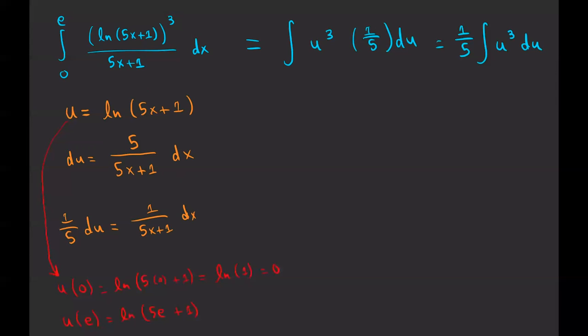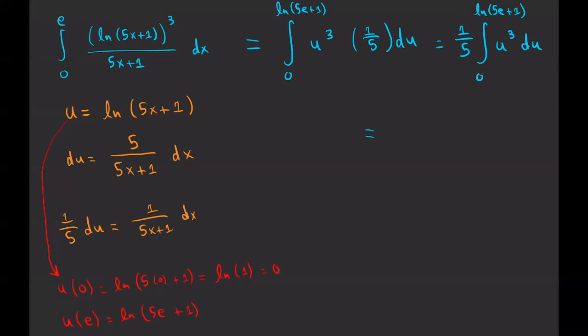And so our limits of integration are going to be 0 and ln of 5e plus 1. While that does look kind of ugly, that's what it is. So we just got to leave it like that. So let's go ahead and do this integral.